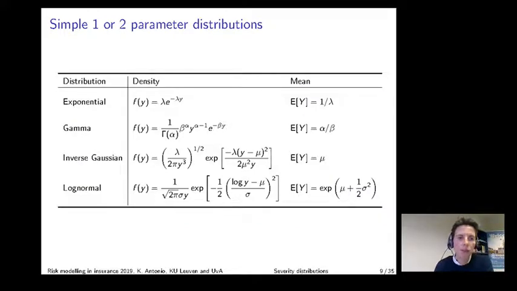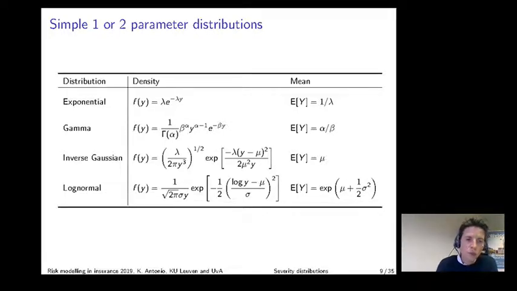Now, the table here gives you an overview of loss distributions typically used to model small to moderately large losses in a risk modeling context. You find here both their density and the mean, as a function of the parameters used in the distribution.